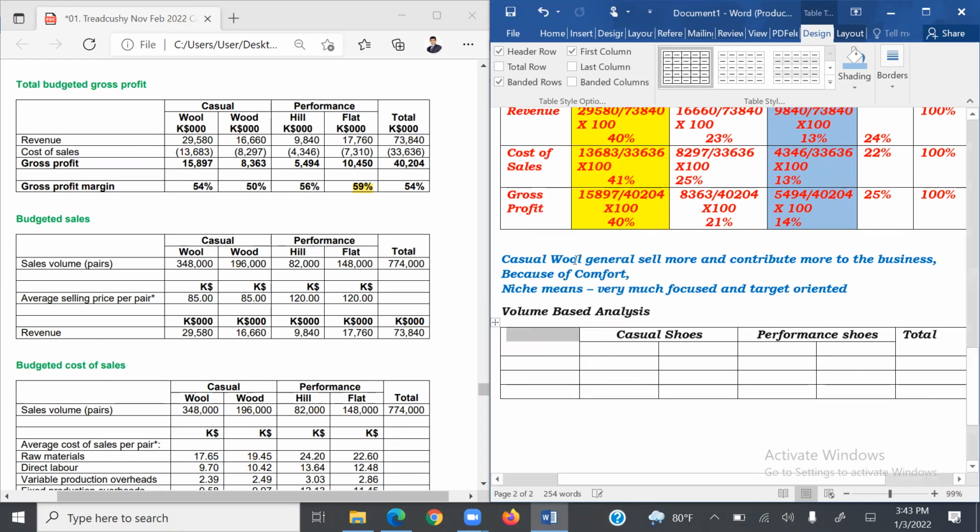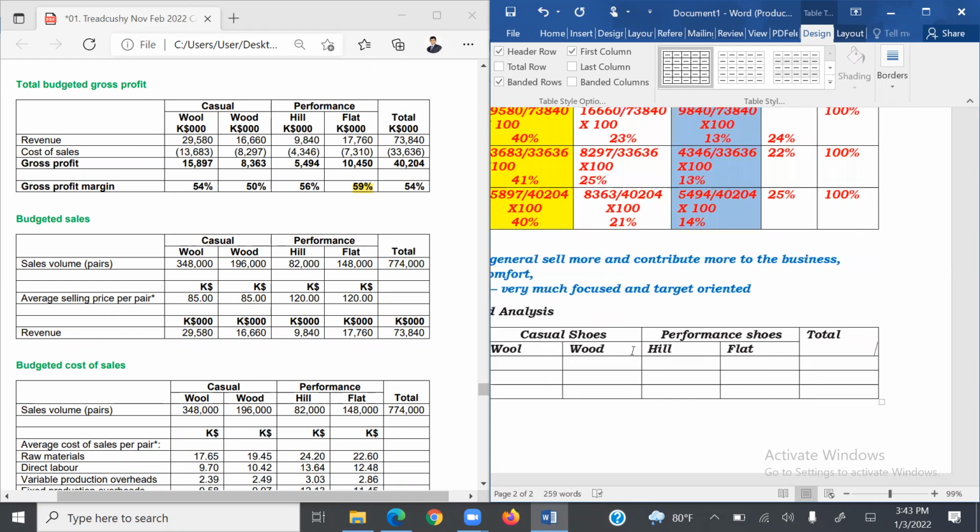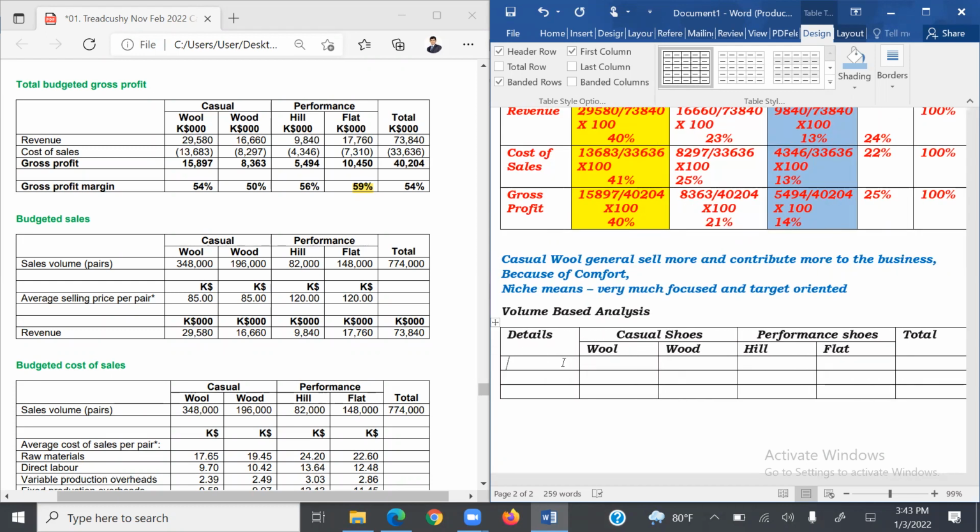So here I will write down the details as well. Students, what I will do generally is put here wool, here wood, here hill, and here flat. So these are the basic aspects in this case. Students, if you do not mind, can you write it down?